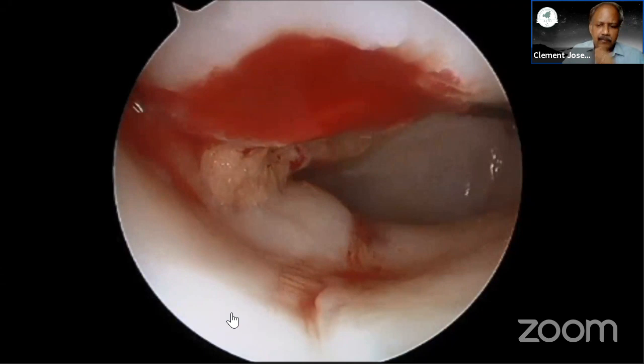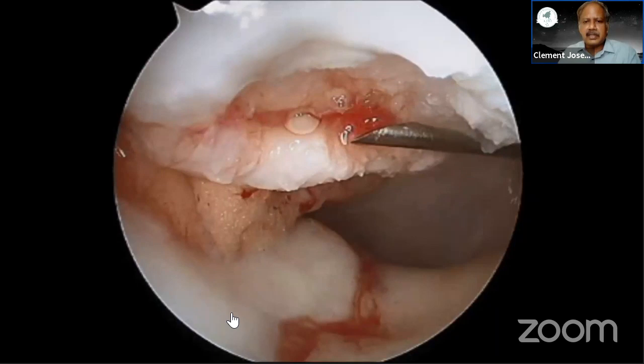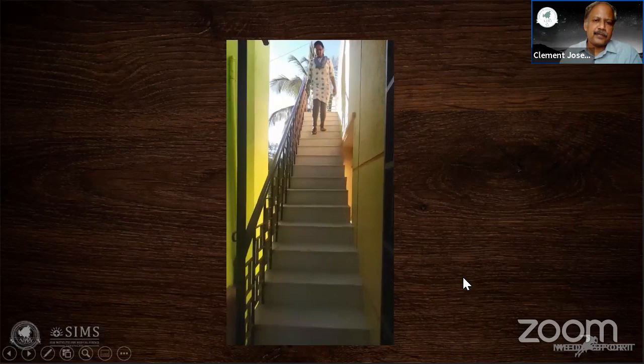And because she had very good improvement, we didn't do any osteotomy in this case. And this is the result. This is 3 years follow up. And she sent me this yesterday just for this talk here.